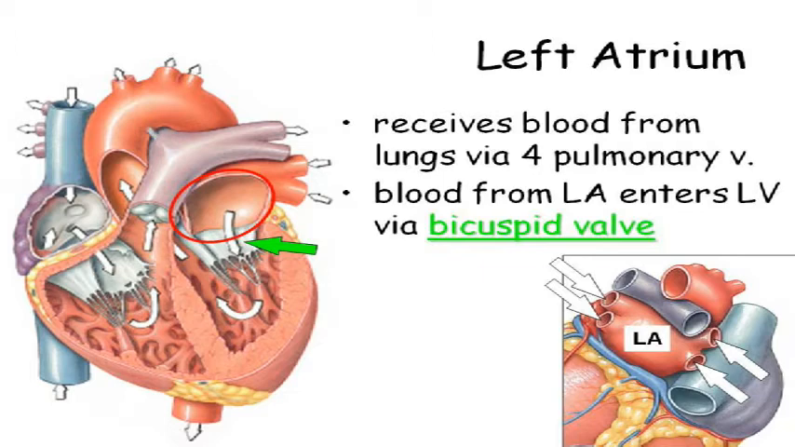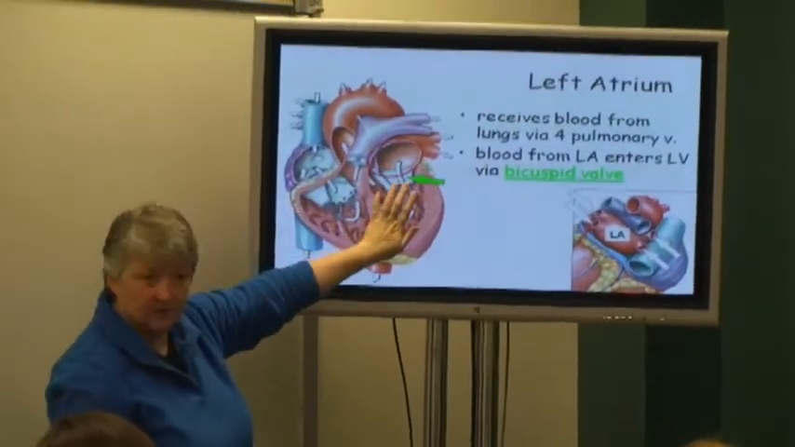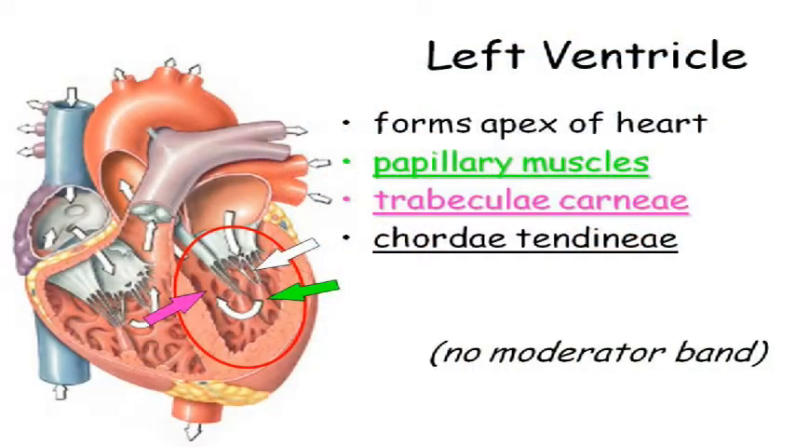You can call it either one, the bicuspid valve or the mitral valve. From the left atrium through the bicuspid valve into the left ventricle. So here's the left atrium, here's the bicuspid valve, here's the left ventricle. Now, notice that the left ventricle has basically the same thing as the right ventricle. It's got the trabeculae carneae, muscular ridges. It's got the specialized ones called the papillary muscles. It's got the chordae tendineae, the bicuspid valve attached to the papillary muscles.